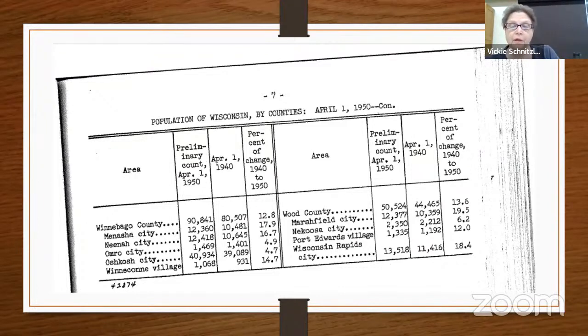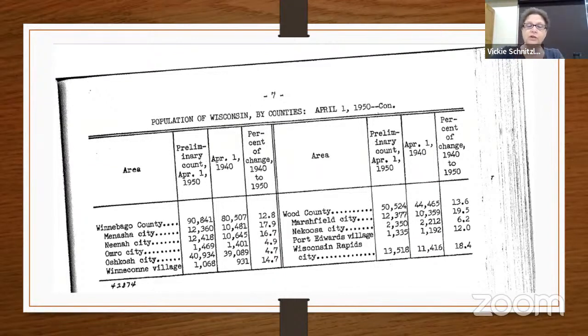Yeah, 10 years before that. They even have it worked out, the percentage of change, 13.6. We can specifically go to the next line. It says Marshfield City, and that's where we're sitting tonight for those of us that are here physically. And we can see in Marshfield in 1950, April 1st, we had 12,377 people. 10 years before that was only 10,359 people. So a difference of about 2,000 people, and they've got that percentage figured out at 19.5%. So some interesting information.